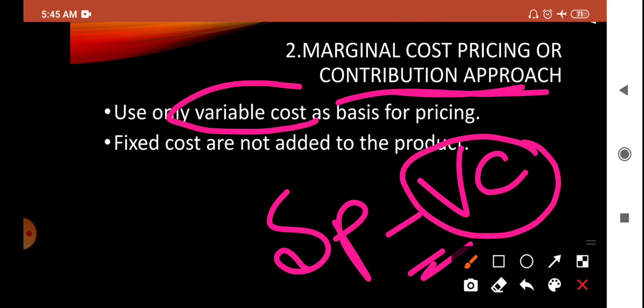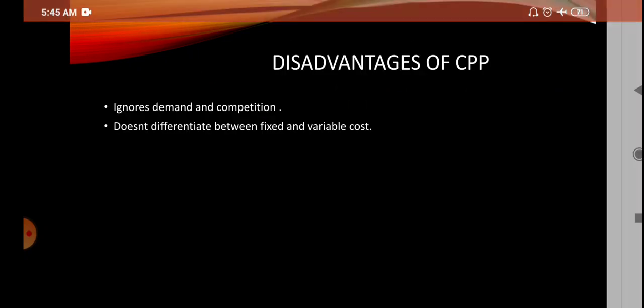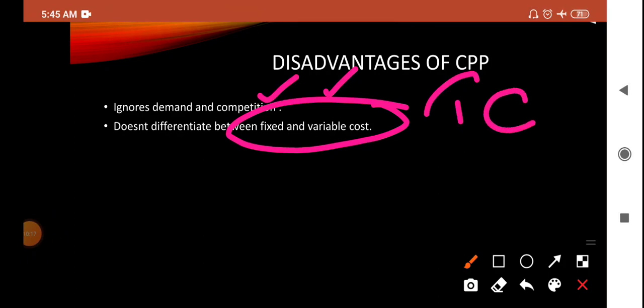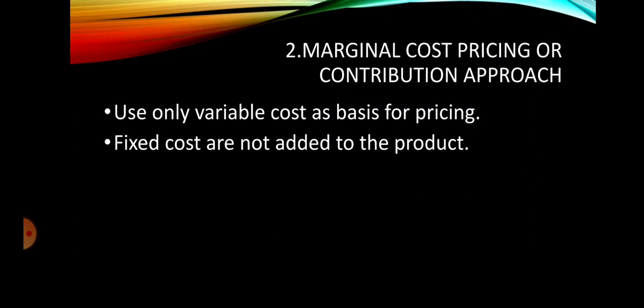It uses only the variable cost for pricing, but the cost plus pricing, as we have seen, doesn't differentiate between the fixed and the variable cost. It considers the total cost as constant. But here the second type, marginal cost, came to eradicate that disadvantage, that it doesn't care for the variable cost, but here in the marginal cost it cares only for the variable cost.